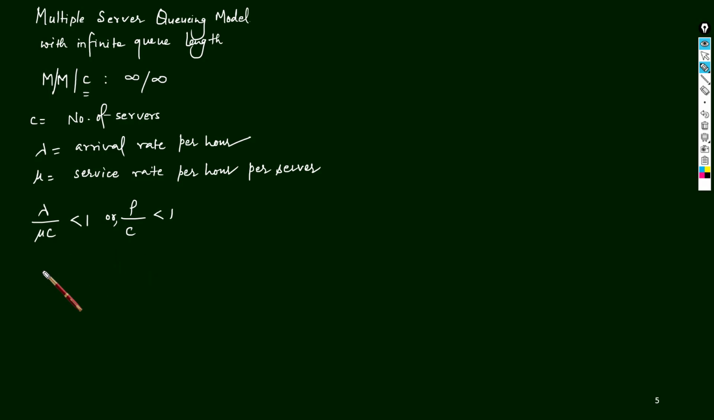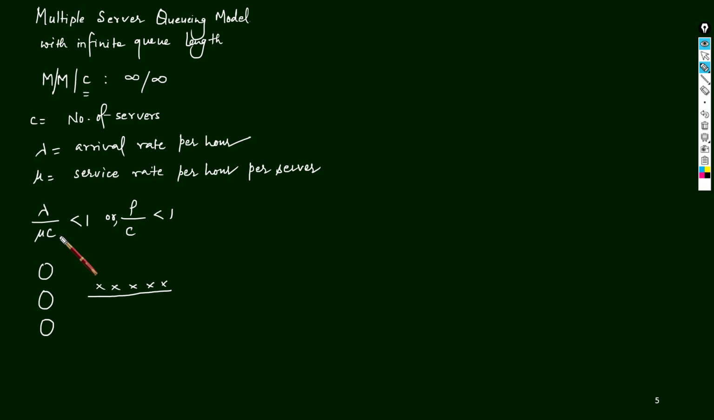Let's suppose we have 3 servers, and the line is a single line, there are no multiple queues. From this single queue, if this server is free, this customer will go here. After that, when this server gets free, this customer will go. In this way it works. So the effective service rate we have seen is mu C.